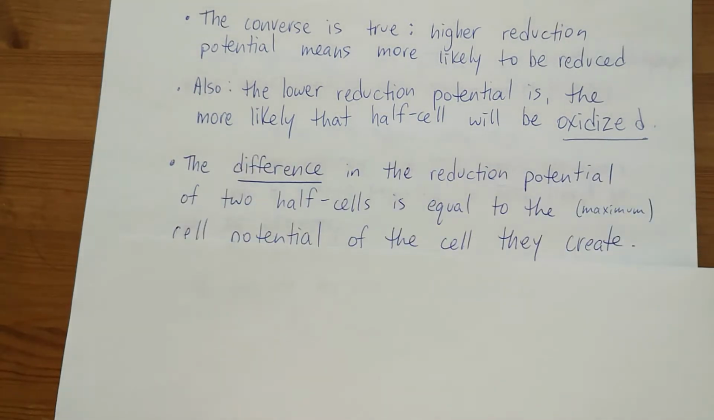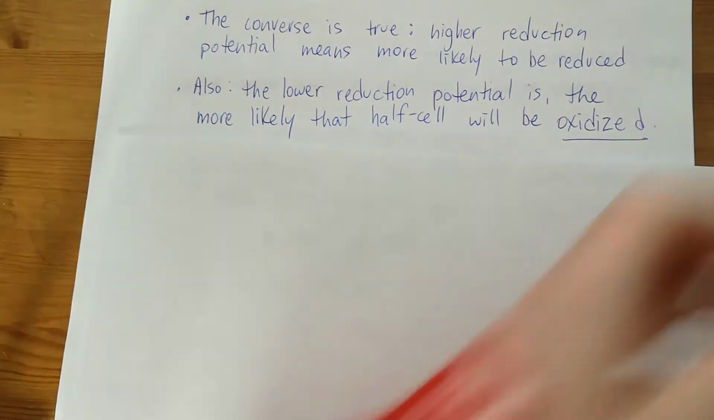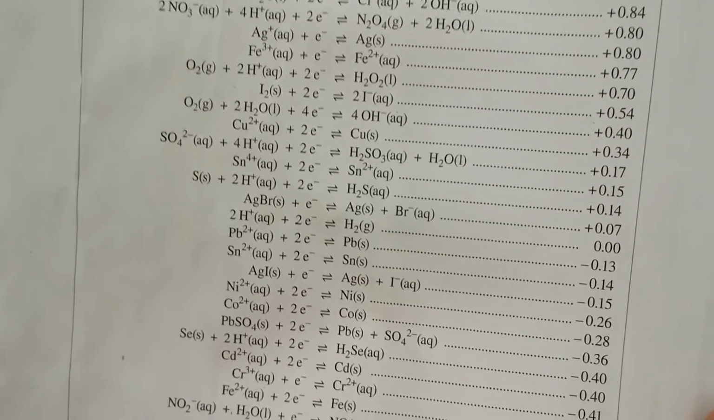All right, here's where it gets good. The difference in the reduction potential of two half cells, if you connect them, is equal to the maximum cell potential, which is voltage, when they create a cell. So I'm going to talk about our copper zinc cell again. They each have a unique reduction potential.